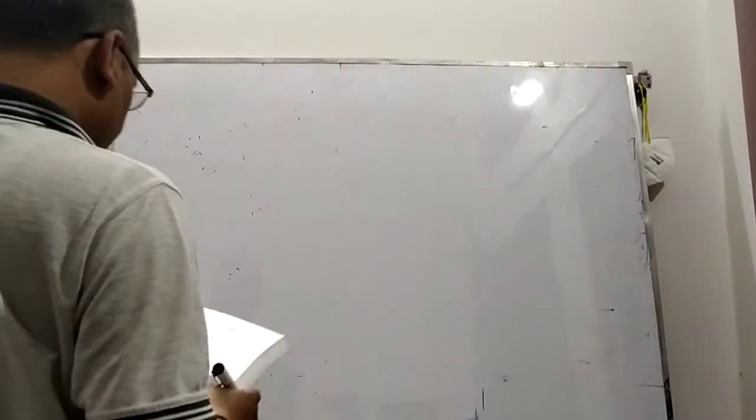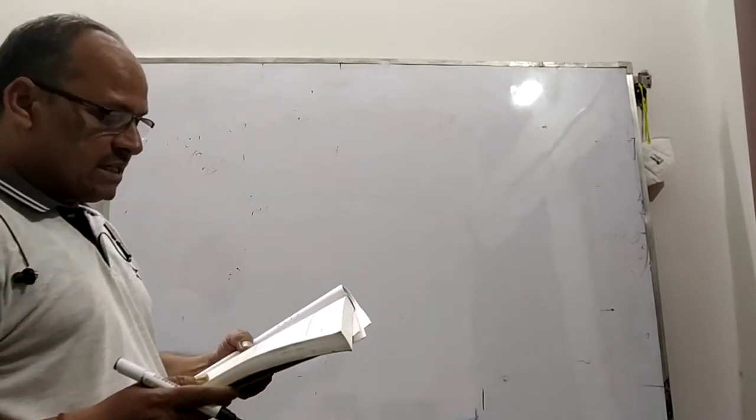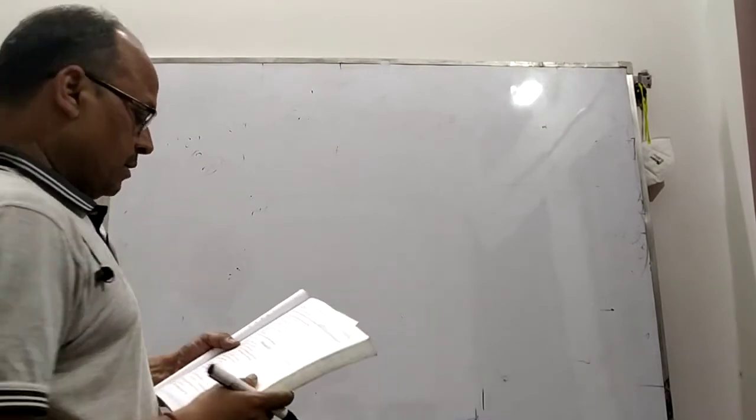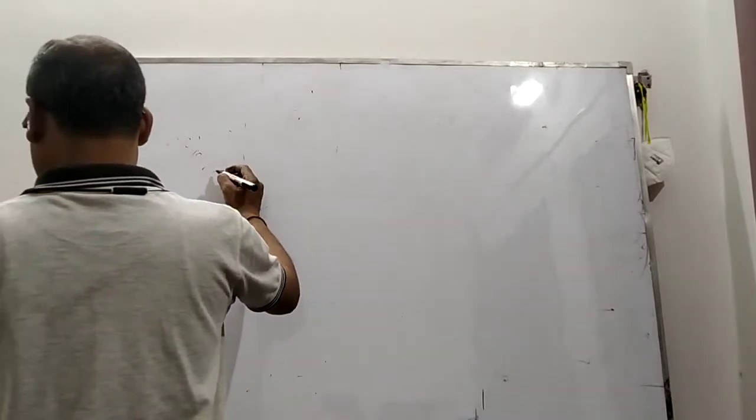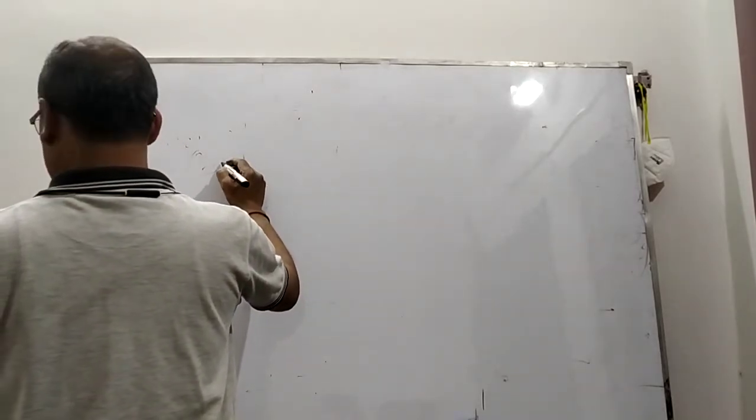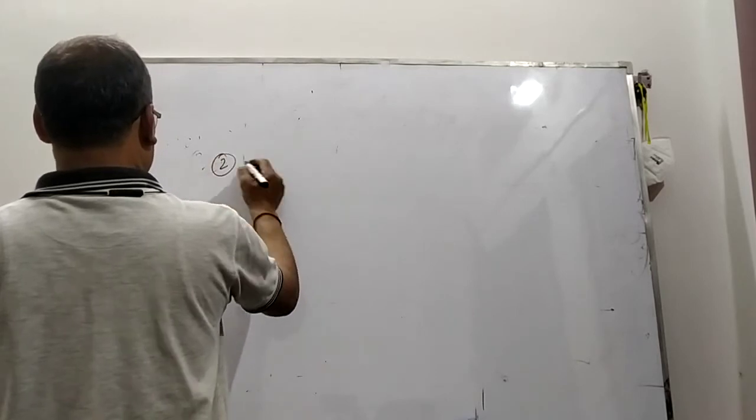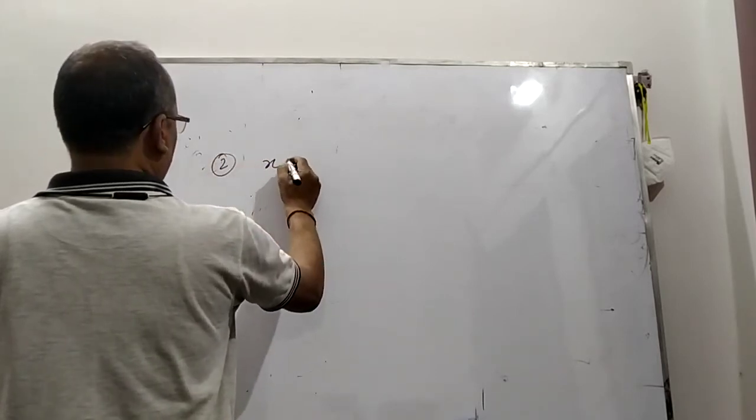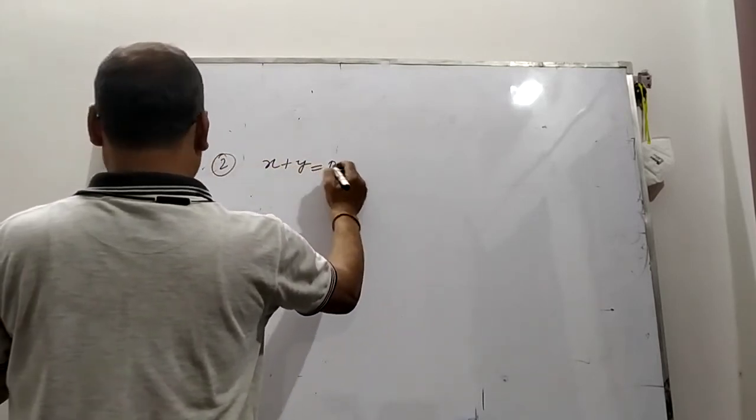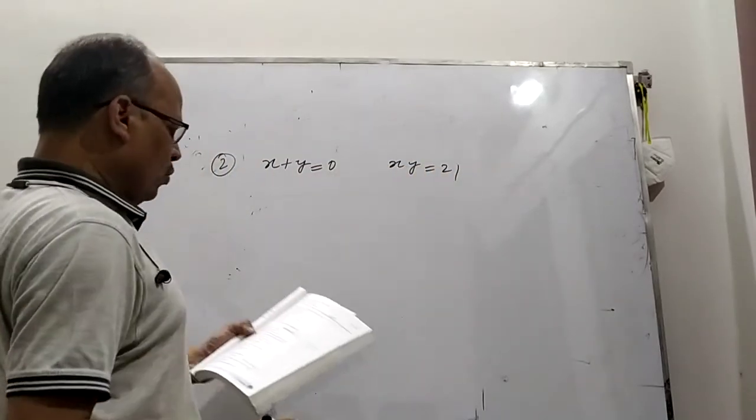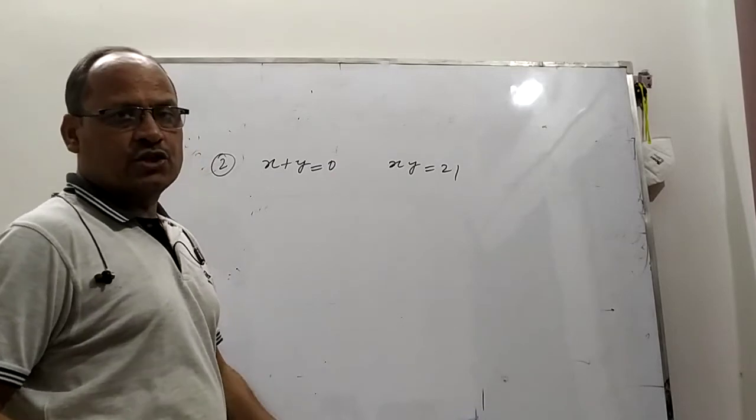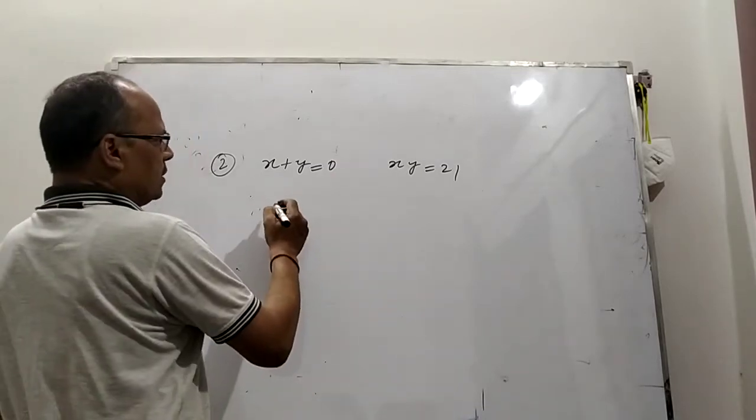Yes, now you see some more questions from the next exercise. This will be the second question of this book. x plus y equal to 10, xy equal to 21. Find the value of 2 in bracket x square plus y square.